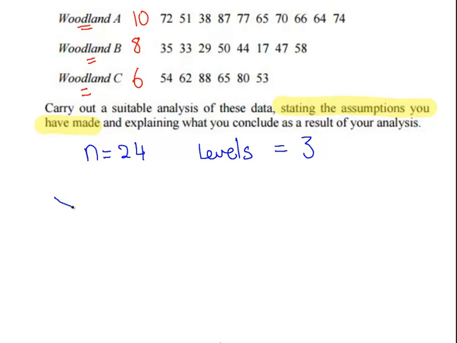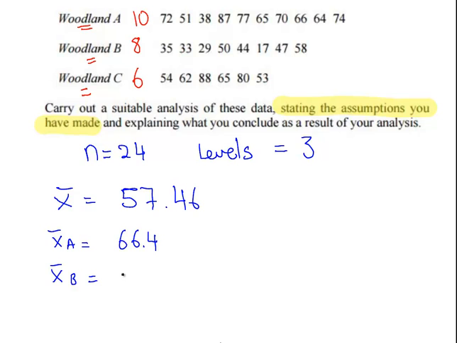Also the overall mean is, let's just check that now with my calculator, 57.46. The mean of group A is 66.4. The mean of group B is 39.125. The mean of group C is 67.